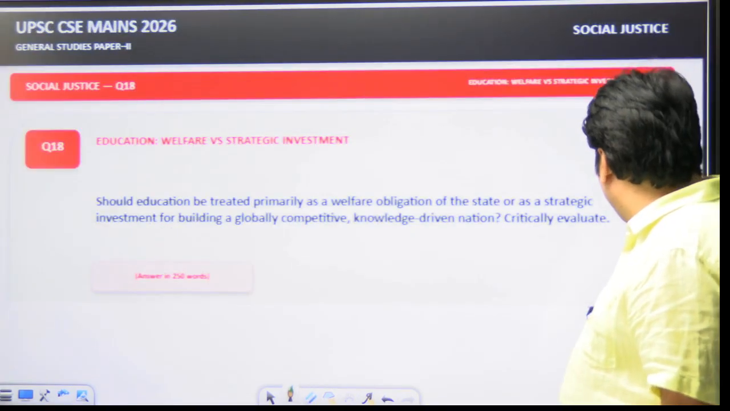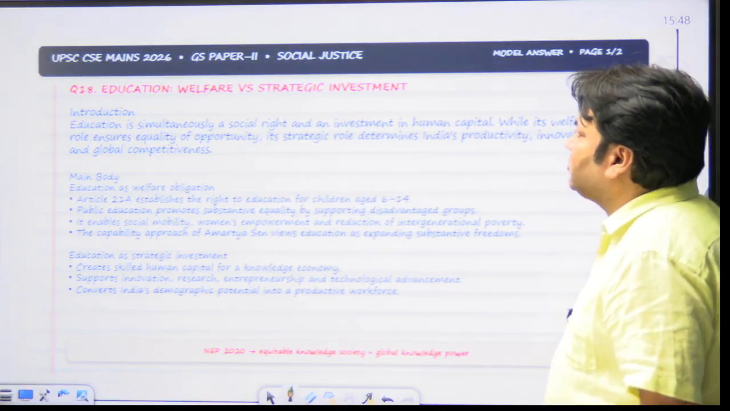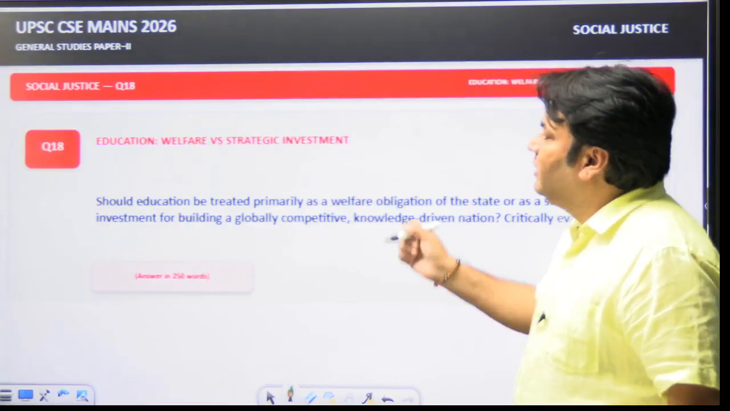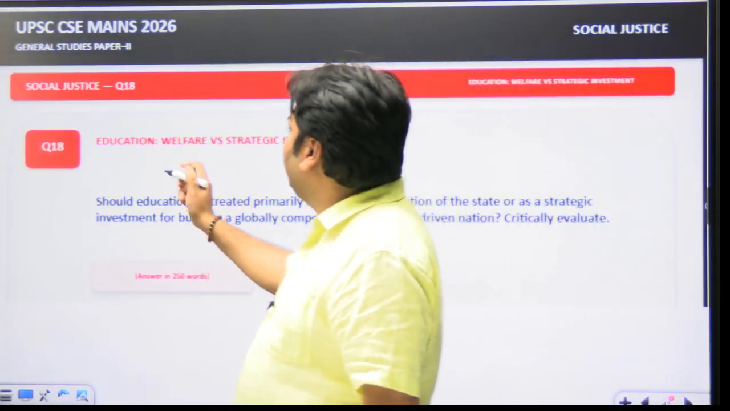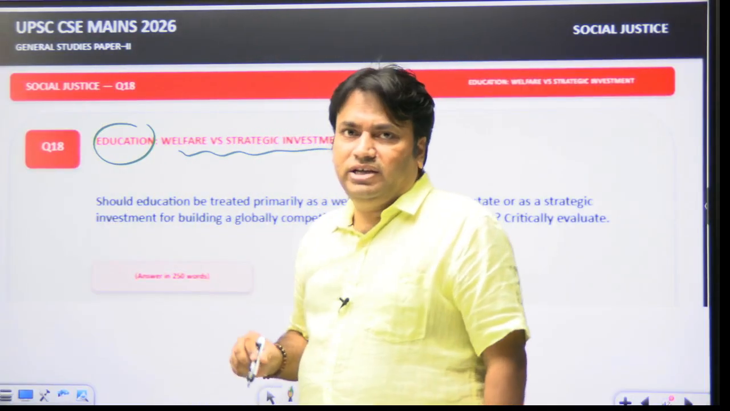So this is what you have to write in your answer. Now we are coming to the next question, that is question number 18, right? So this question is related to the theme education, welfare versus a strategic investment.